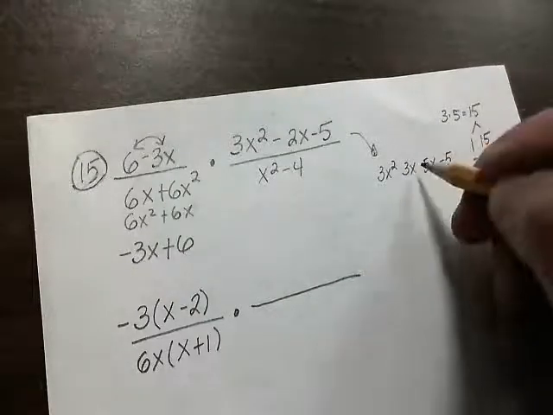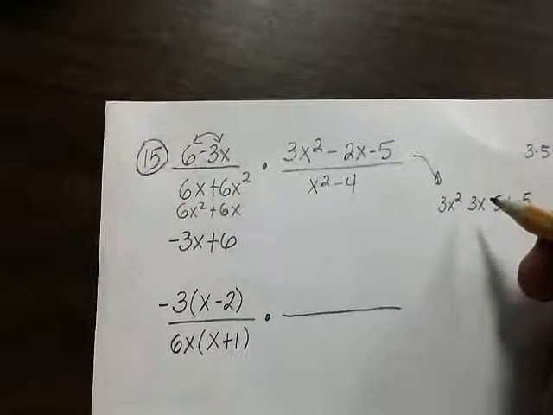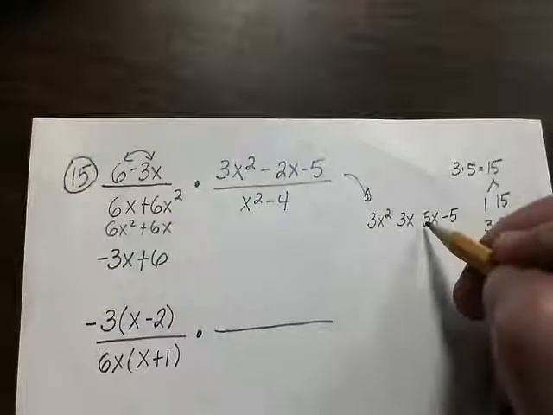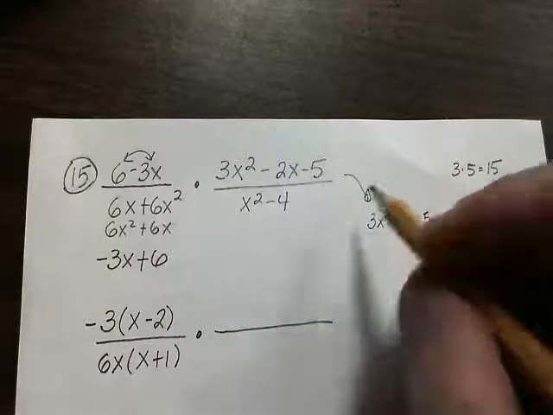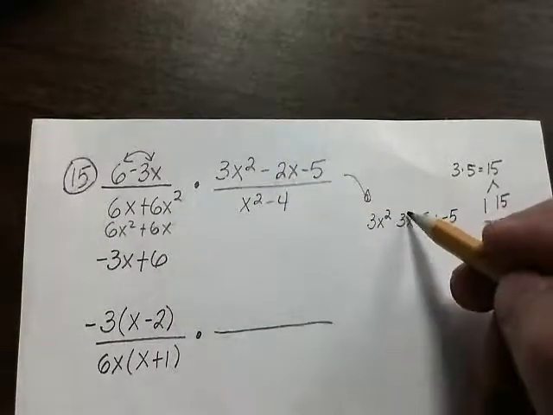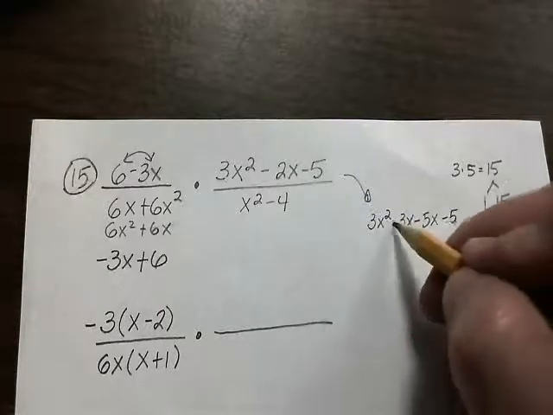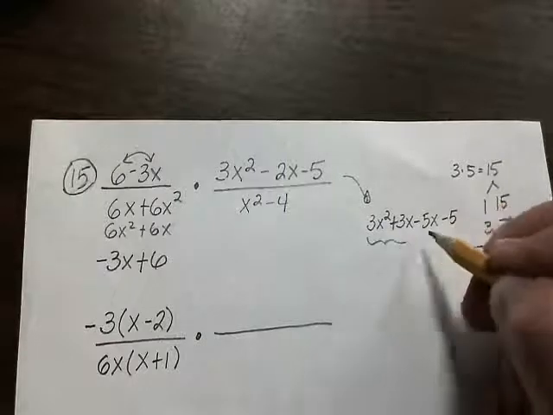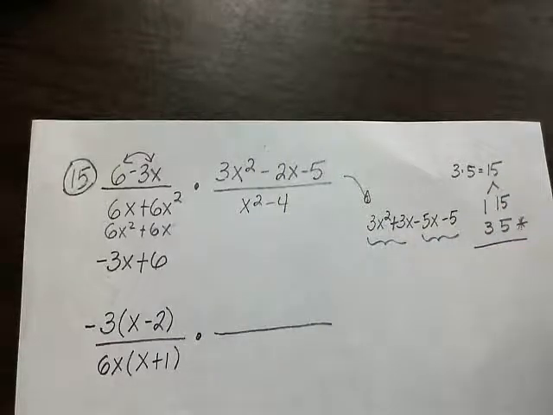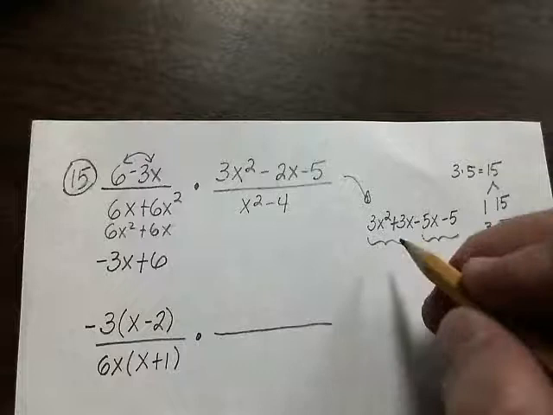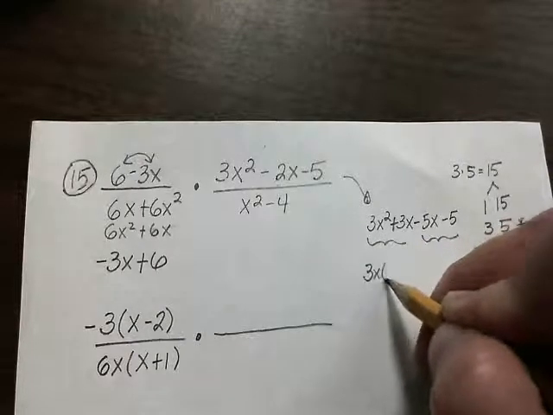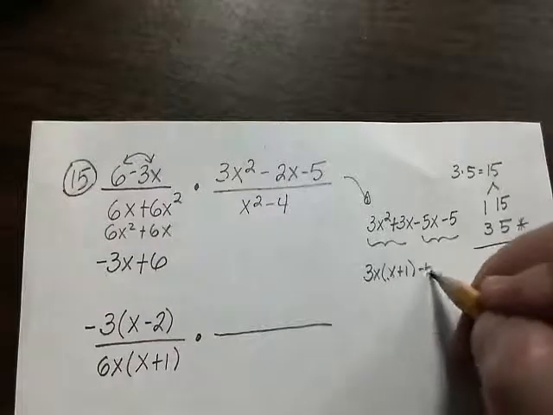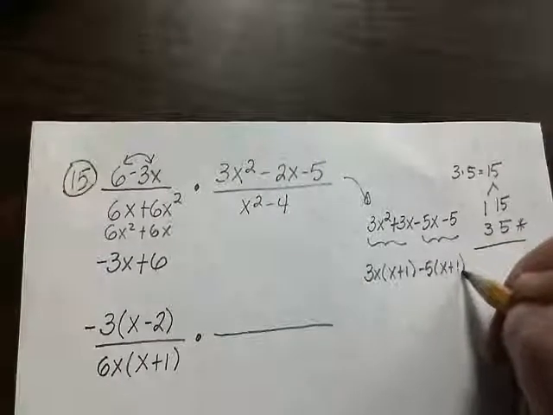So I'm going to use negative for 5 because the bigger digit has the same sign as the middle term, and this would be a positive. Now I'm going to factor by grouping, so I'm going to group in 2's. And what number can I factor from both? This would be 3x, so this would be x plus 1. And what can I factor from this guy? Negative 5, so this would be x plus 1.